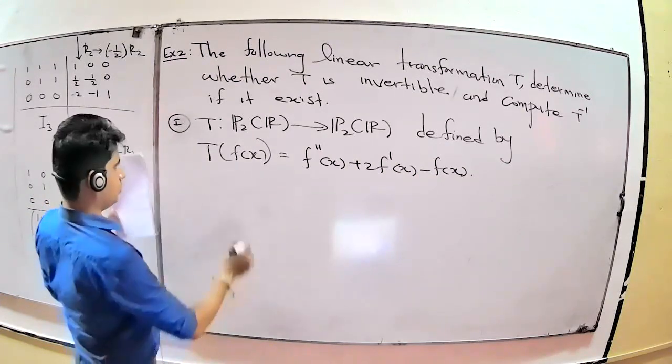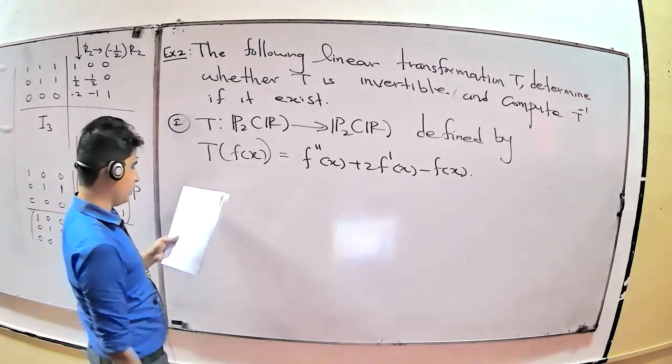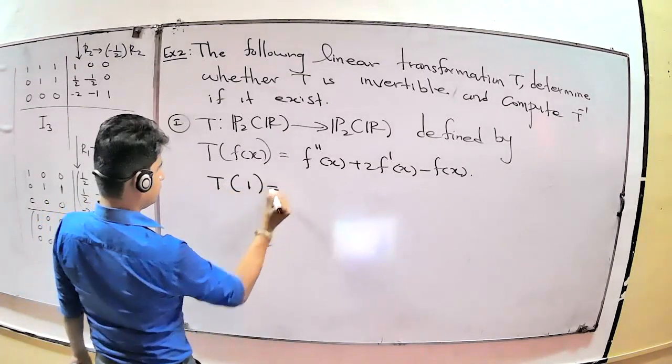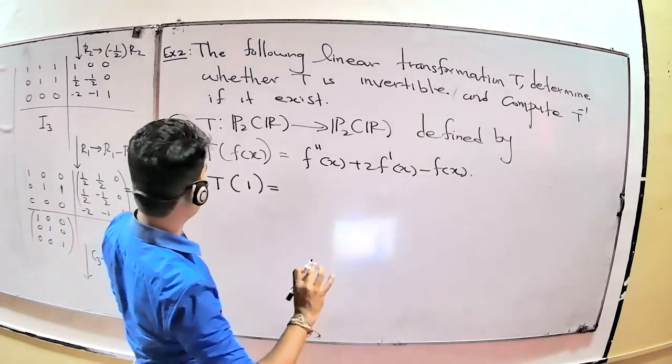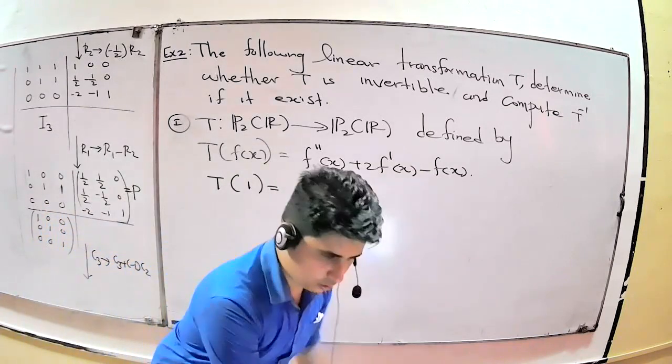Okay. Now, do you know the representation matrix? How can I get the representation matrix for this part? First, you get these values. T of 1, because here P2 real number means polynomial, right? P2 of the real numbers means polynomials. Okay. Now you can do this part, right?